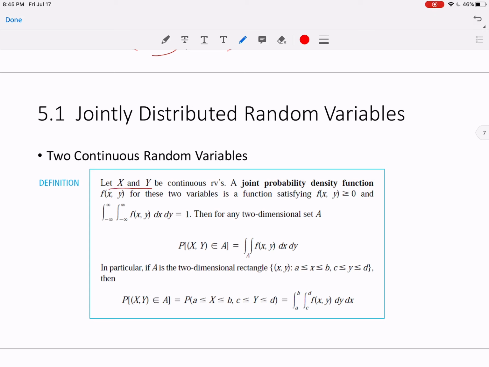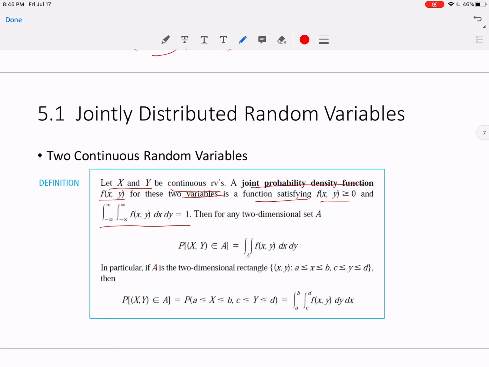Let x and y be continuous random variables. A joint probability density function, also called joint PDF, f of x, y, for those variables is a function satisfying, first of all, for being a PDF, it has to be greater than or equal to 0 always, and the double integration from negative infinity to positive infinity of f of x, y, dx dy is equal to 1. And that's another important property of a PDF.